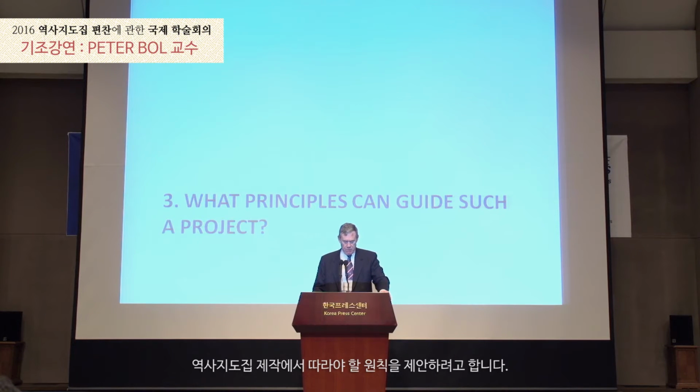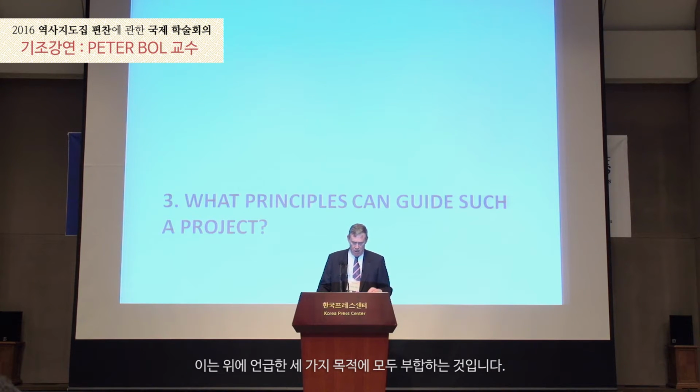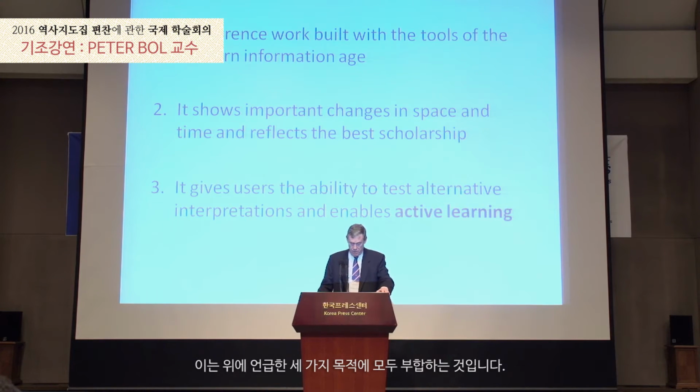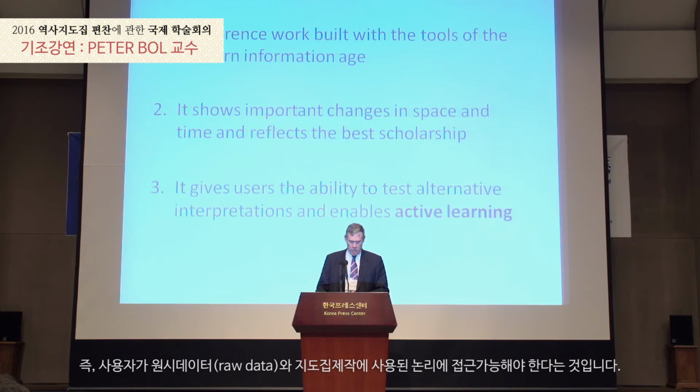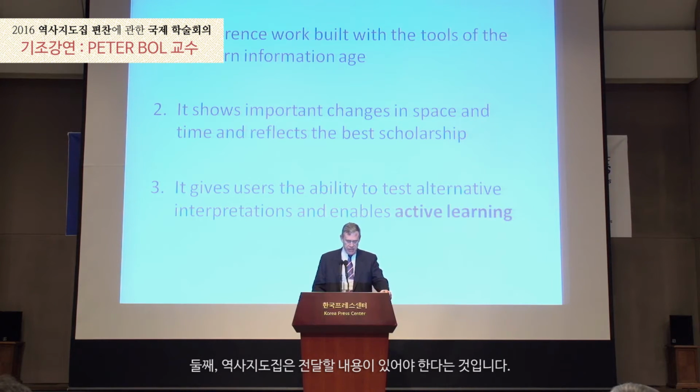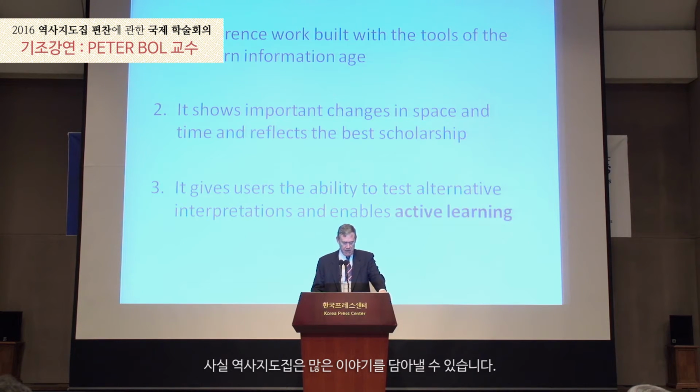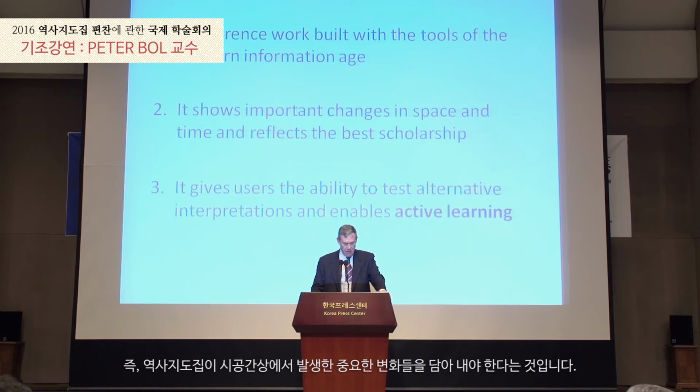Let me propose that the principles that should guide a historical atlas are the ability to accomplish three purposes. First, it should be a reliable reference work that is built for the new expectations of the modern information age. That is, it should make it possible for users to access the raw data and the reasoning that makes for a historical atlas. Second, a historical atlas should say something. In fact, it should be capable of saying many things. In other words, the atlas should inform about important changes that have taken place across space and time. It is thus inherently a work of historical and geographic interpretation.